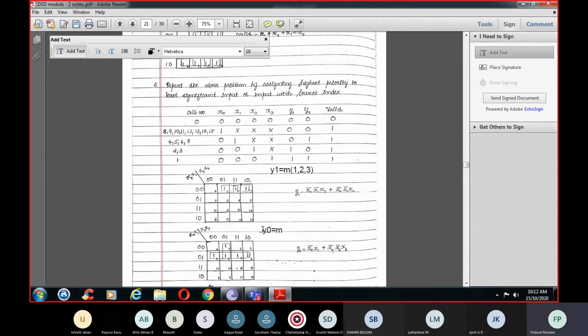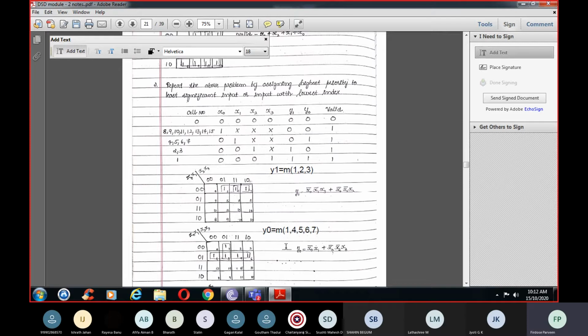In the same way, y0 is equal to sigma. You should write sigma small m. So where is it 1? It is 1 at this, that is, the third row. So which cell numbers are they? 4, 5, 6, 7. And where else? The last row, that is cell number 1. So what I'll be writing: 1, 4, 5, 6, 7.